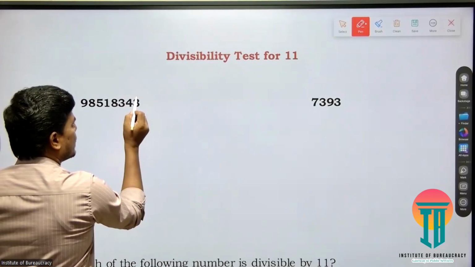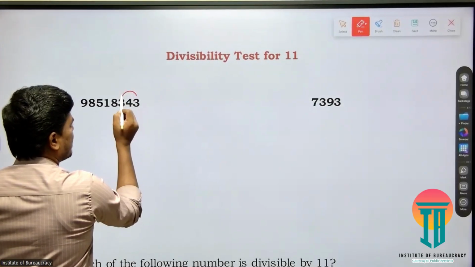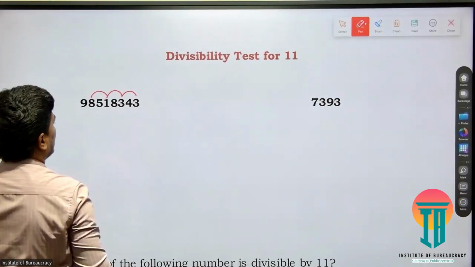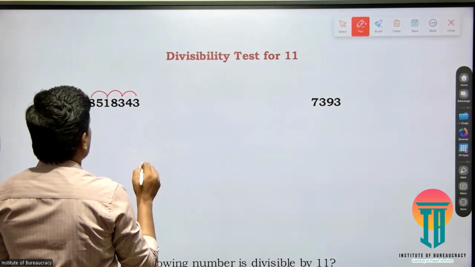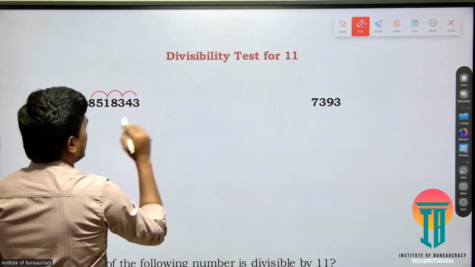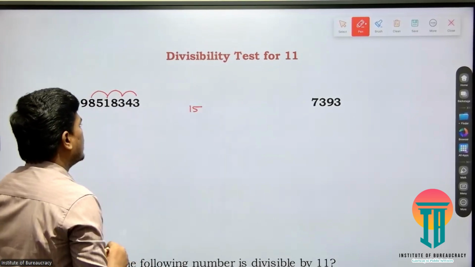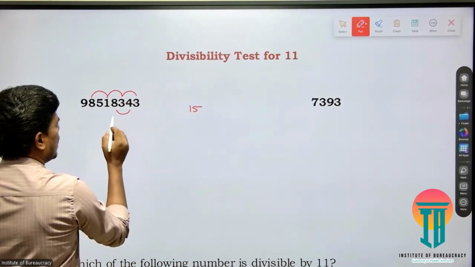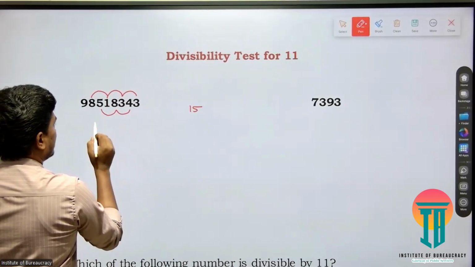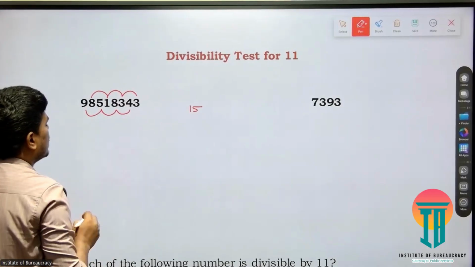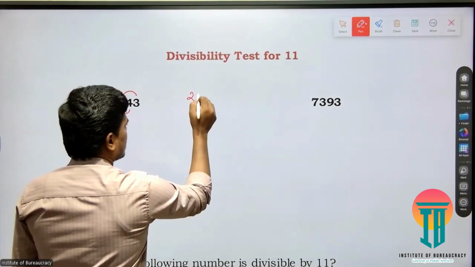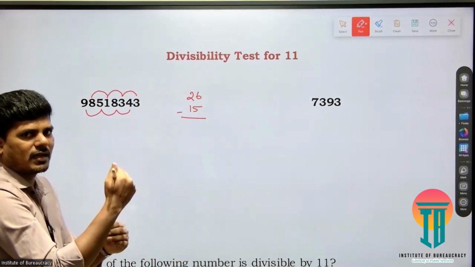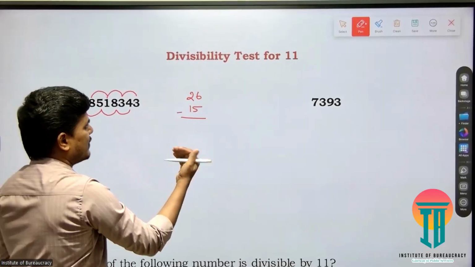So you add the numbers available in the odd places. So it is 3 plus 3, 6, 6 plus 1, 7, 7 plus 8, it is going to be 15. Next, you add the numbers available in the even places. It is going to be 12 and then 17, then it is going to be 26. Now try to find the difference. Bigger number minus smaller number. If you find the difference, I'm getting 11.